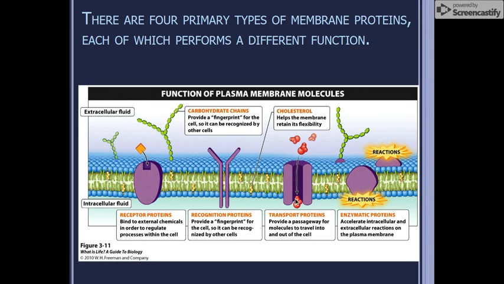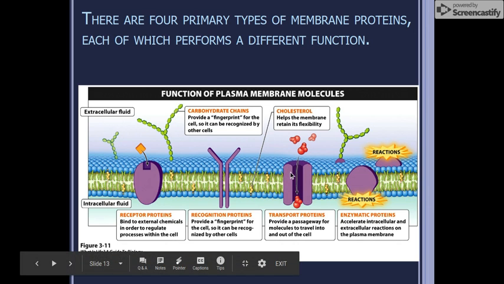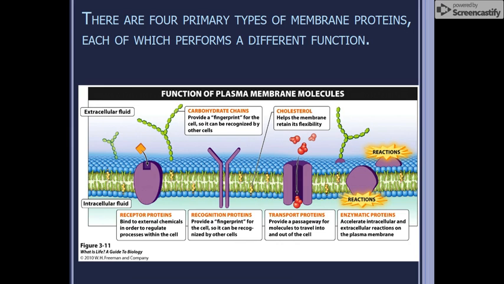We also have transport proteins, which will allow certain molecules into and out of the cells. We've got what are called aquaporins to allow water into and out of the cell. And then there are a lot of other transport proteins for other specific molecules to allow them in and out. Enzymatic proteins, these are enzymes that will help speed up reactions on this plasma membrane.